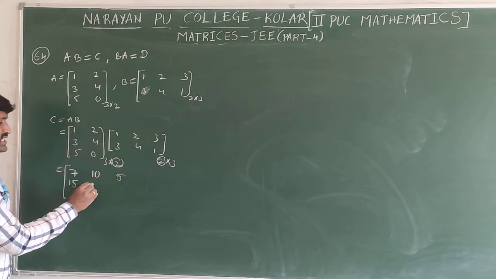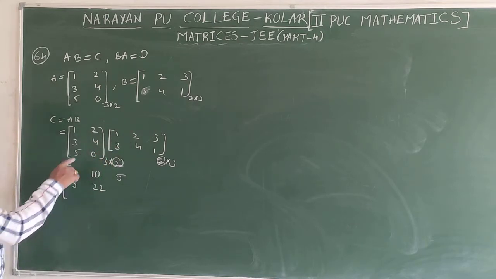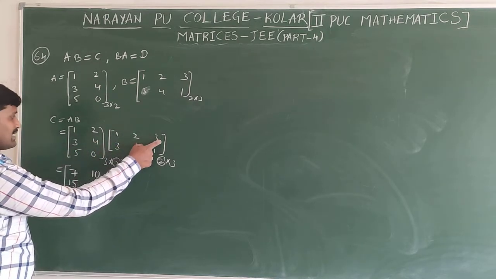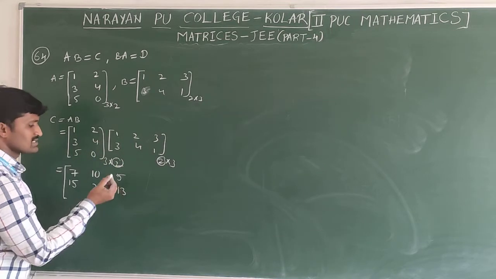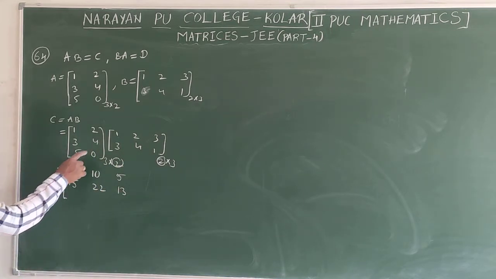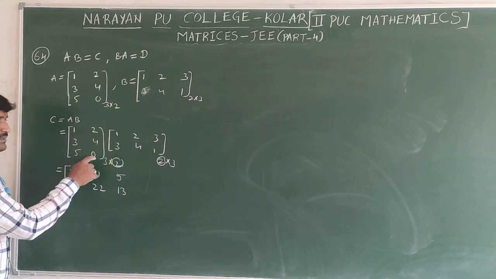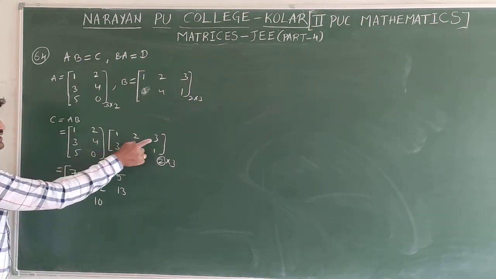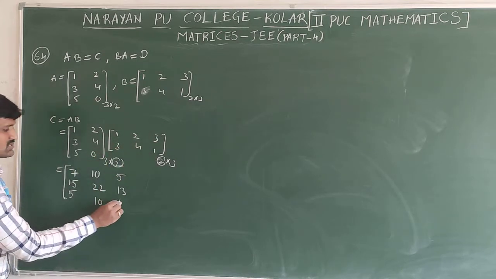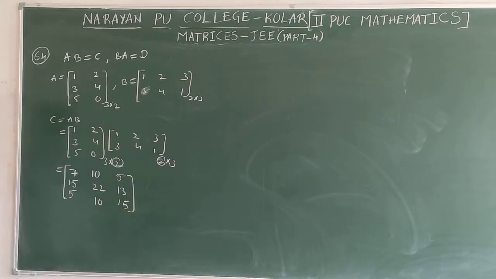Now 6 plus 16 is 22. Next, 3 3s are 9 plus 4, that is 13. Next, 5 ones are 5 plus 0 means 0 only. 5 2s are 10 plus 0, that is 10. 5 3s are 15 plus 0, that is 15. Now this is the C matrix we got. If you find the determinant for this, that value will clearly be 0.